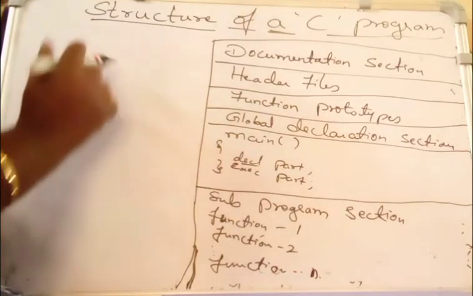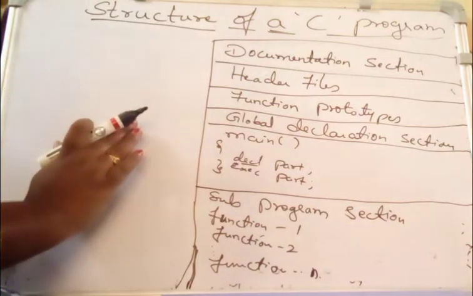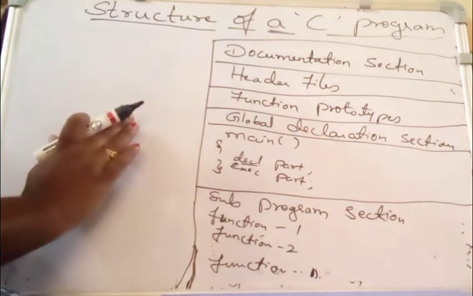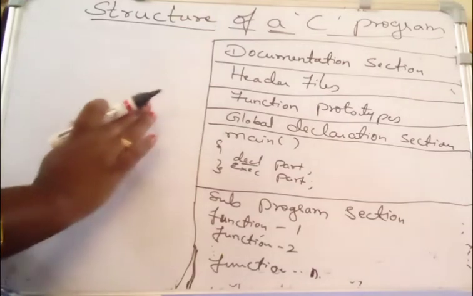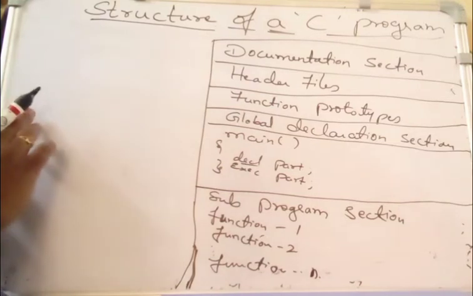Today I am going to discuss the basic structure of a C program. So this is the first section for the C program, how to write a program. Here every C program consists of a documentation section.